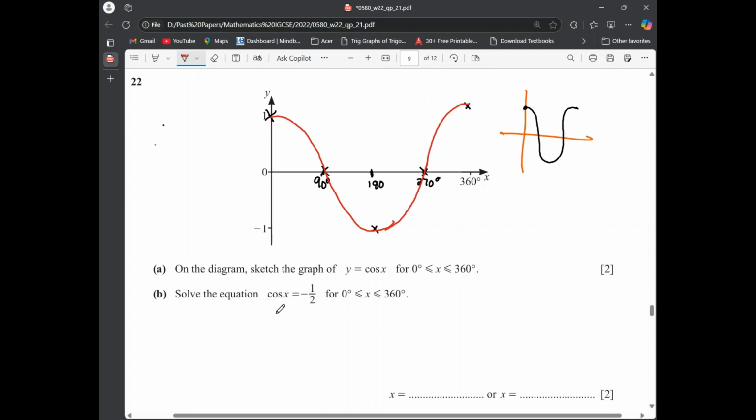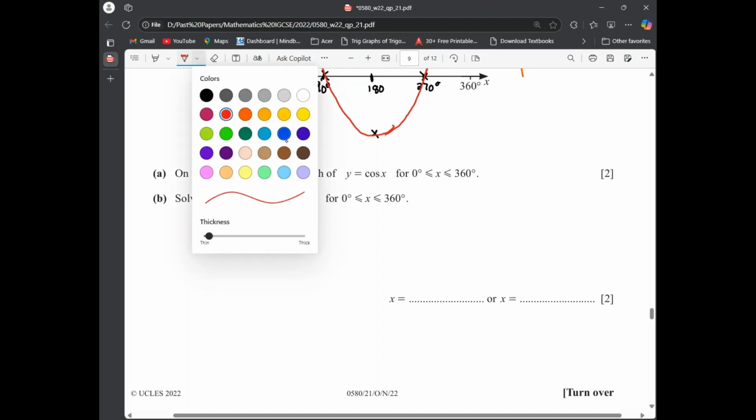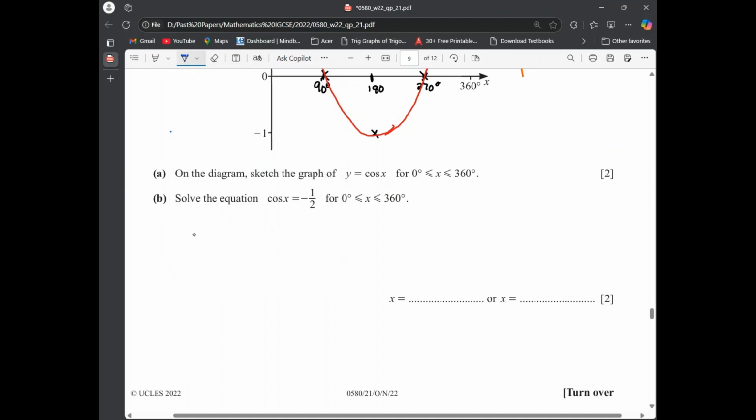Solve the equation: cosine of x equals minus 1 over 2 for x between 0 and 360 degrees. Right, so let's do this. x equals the inverse cosine of 1 over 2, which, working it out, means x equals 60 degrees.